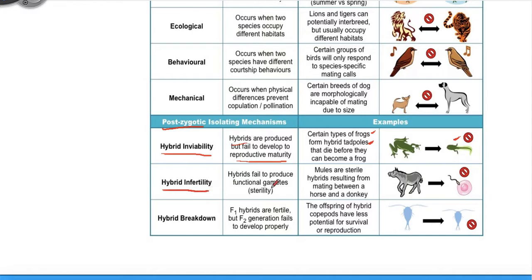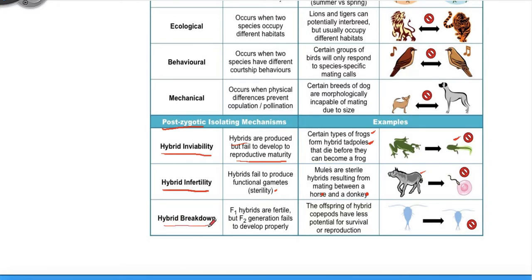In hybrid infertility, we see two separate species like the horse and the donkey. They can produce a mule, for example, but the mule is sterile. So the mule's not going to be able to reproduce any further.